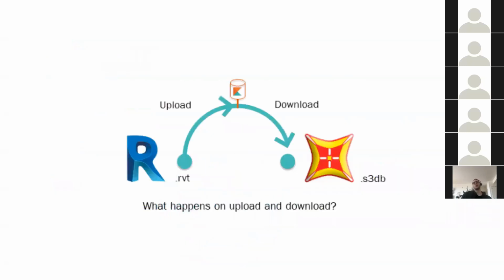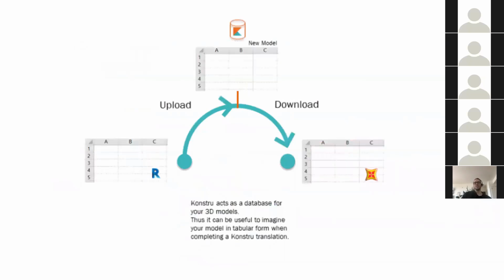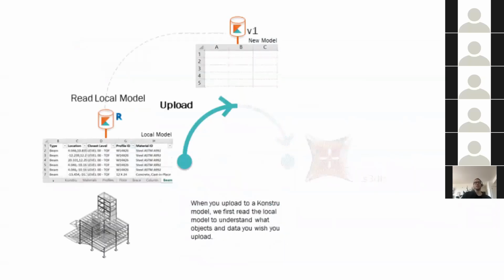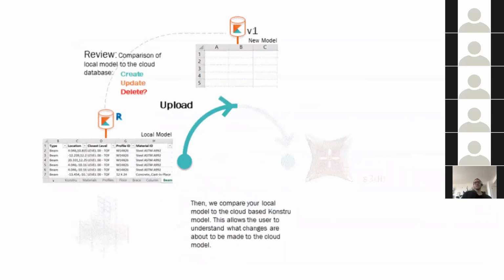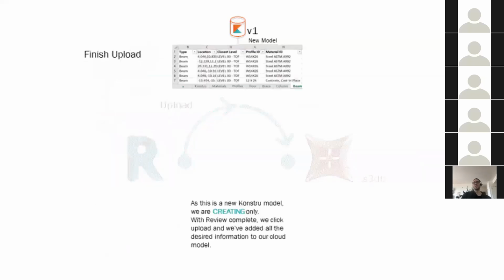Now, here's a little animation that's going to explain what happens when you upload and download to Konstru. Take, for example, a Revit model. Konstru is basically a database for all your 3D models, breaking everything down into just text, into what it is. First, it'll read your local model and extract all the basic information you need to be able to translate it, such as displayed here. On the very first part, it's going to read the local model and compare that to an existing database. If there's no model, it'll make a version 1.